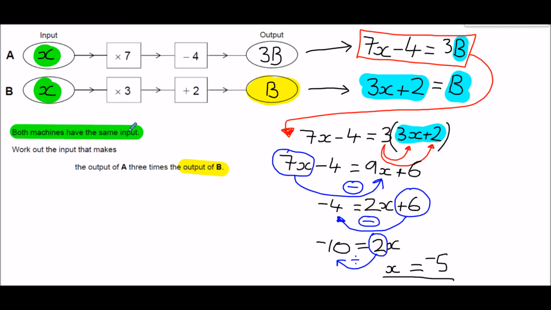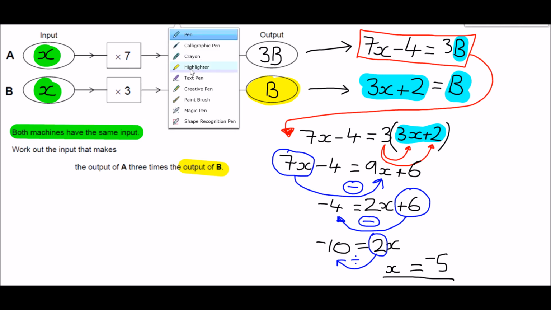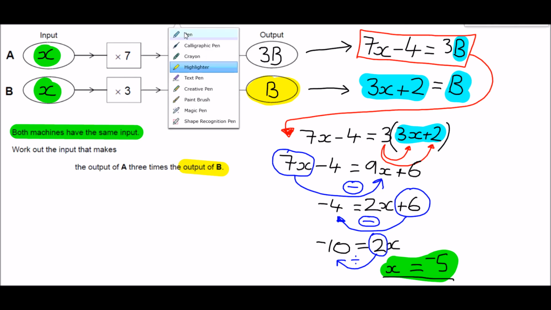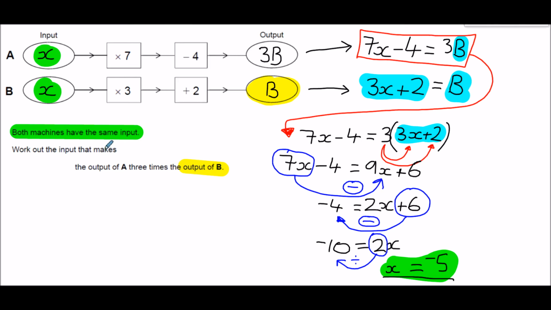So just remember at the beginning, the input was x. So x is the input, which we just worked out is minus 5. So that's our final answer, which is pretty hard, I think. The input would have to be minus 5. It's not even an easily guessable answer at all. Even trial and error would be hard because it's a minus value. Very difficult question, that one.